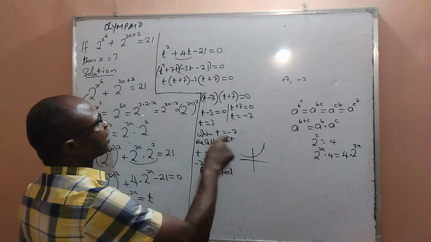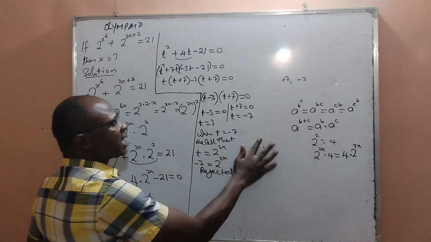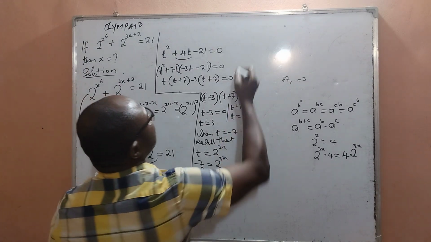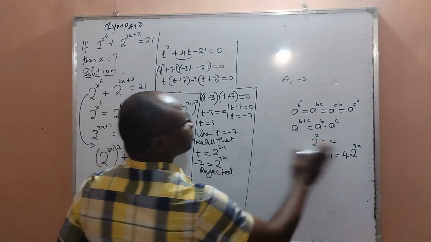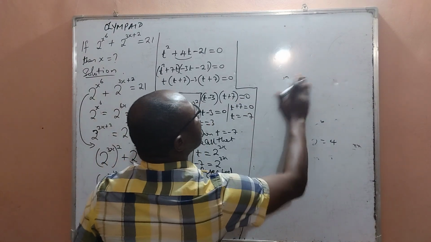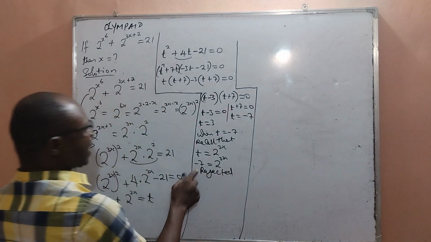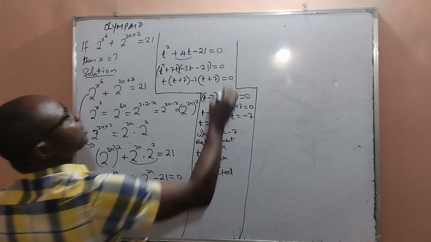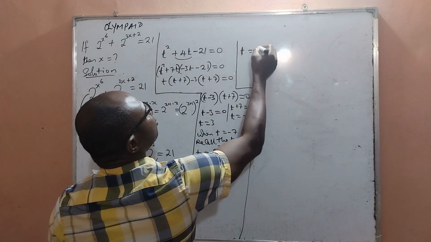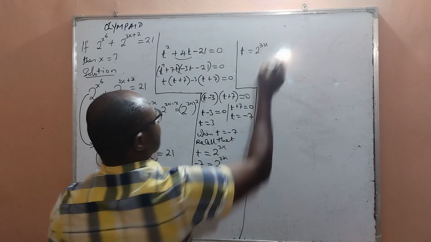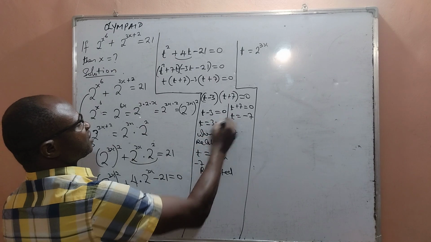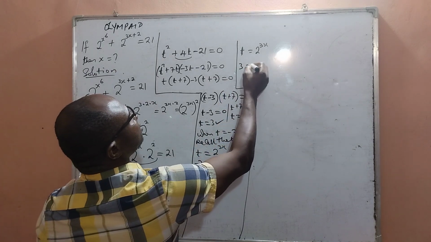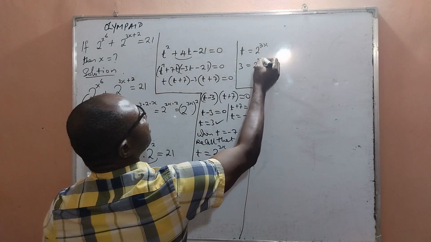Now we check the second case where t is a positive number, and that is the place that I expect to work very well. Beautiful. Now, moving forward, remember still, t is equal to 2 to the power of 3x. When t is equal to positive 3, that is this case, I have 3 is equal to 2 to the power of 3x.